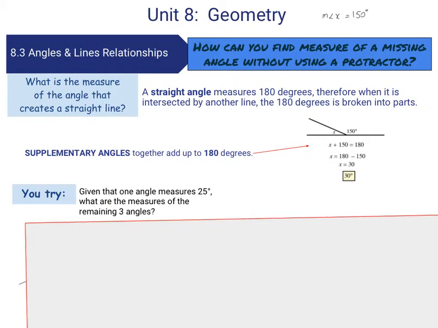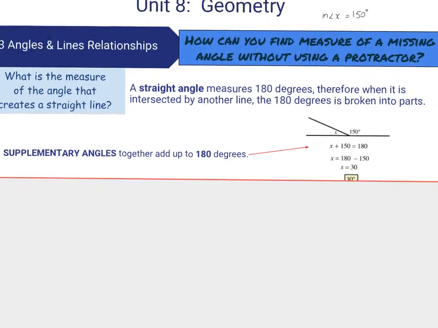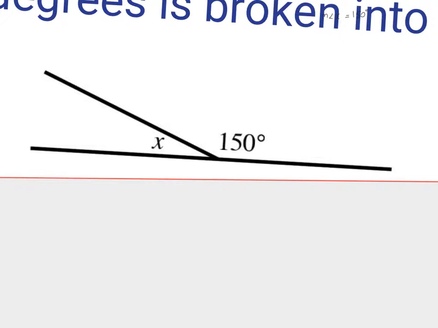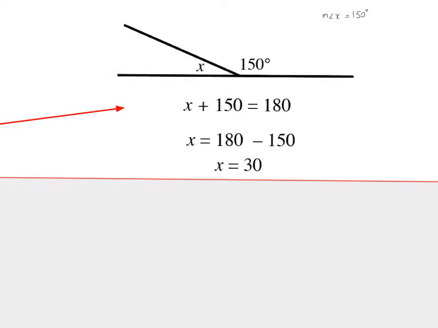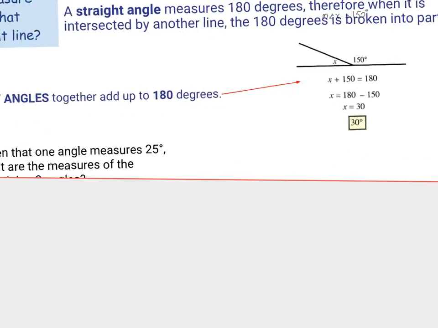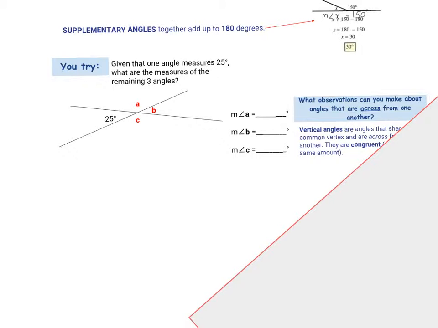Great. Similarly, if we had a straight angle as you do here, and 150 degrees was part of it, we know that the other part has to be 30 because X, whatever X is, plus 150 together have to be 180. So I solve like a regular equation and I get that X in this example is 30 degrees. I would like for you guys to try this one.